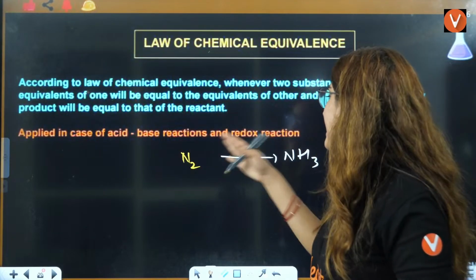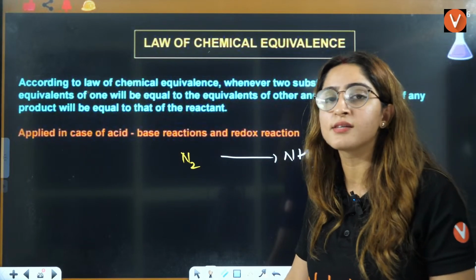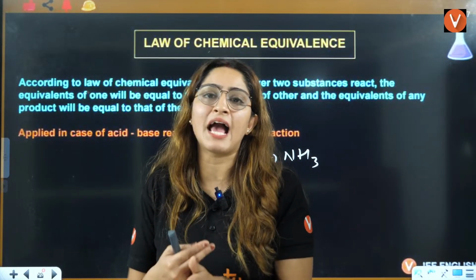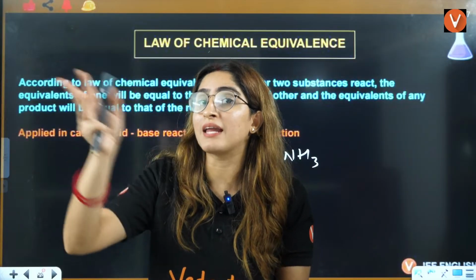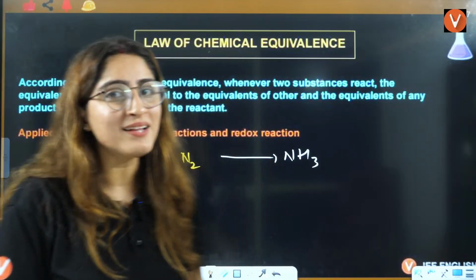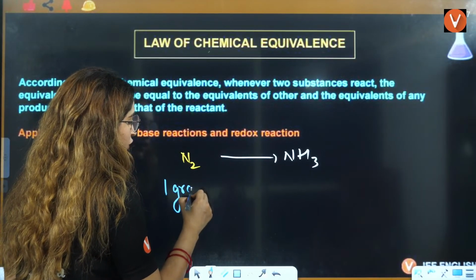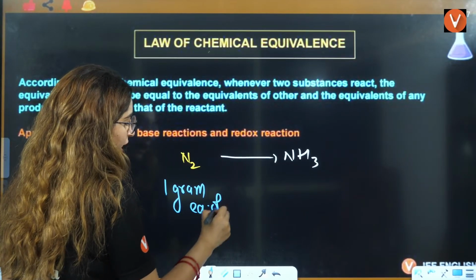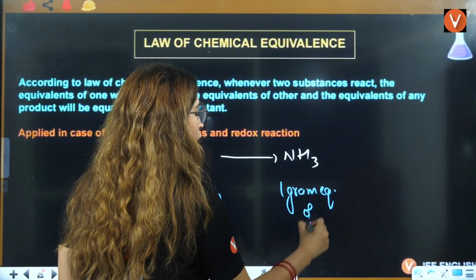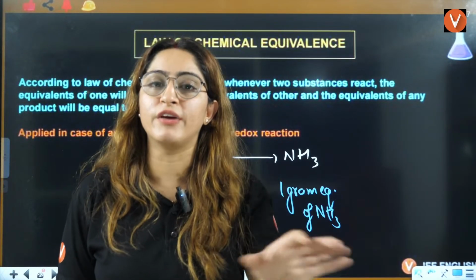You have one reactant and one product, and you don't know what they have used. N2 gives rise to NH3, that's all you know. Now, in these cases, when you can't balance the reaction, you are not sure whether the moles are equal or not equal. But one thing that we are sure of is that 1 gram equivalent of N2 is equal to 1 gram equivalent of NH3. That is the law of chemical equivalence.